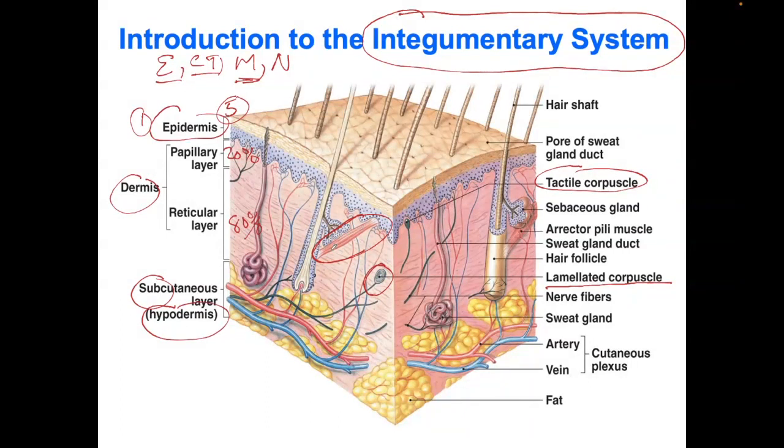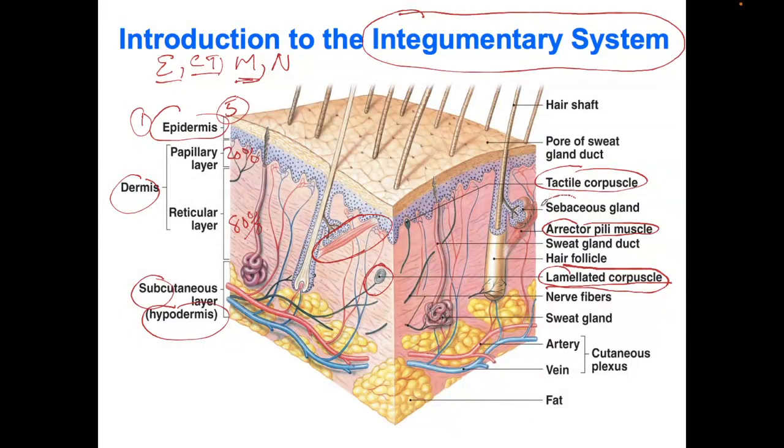We also have the erector pili muscle here. When the erector pili muscle contracts, this is when your hair stands on end and you get goosebumps. Okay. Tactile corpuscles, these are like your pain receptors and temperature receptors for hot and cold. And then the Pacinian corpuscle or the lamellated corpuscle, this is like your deep pressure receptor for deeper pressure.